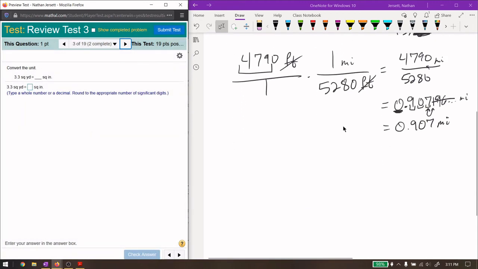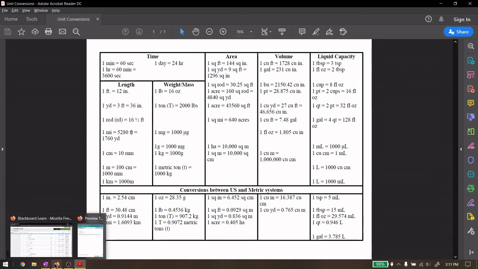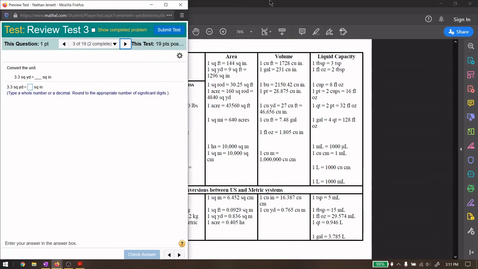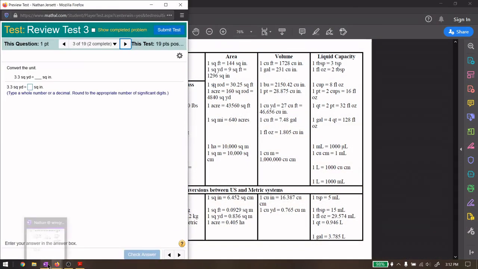Okay, 3.3 yards squared. I'm going to write it like this, over 1. Now I'm going to multiply it by something. I'm looking for yards squared. Let's see, what does it say? It said square inches. It's going to be an area, square yards right there. 1 square yard equals 1,296 square inches.